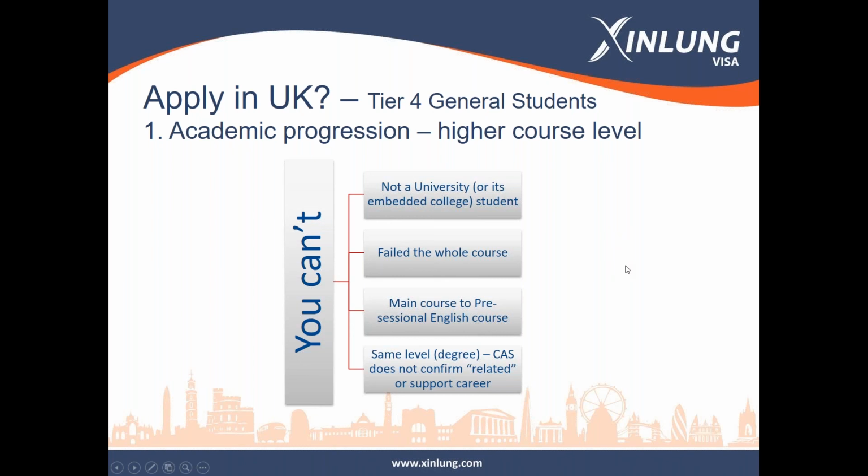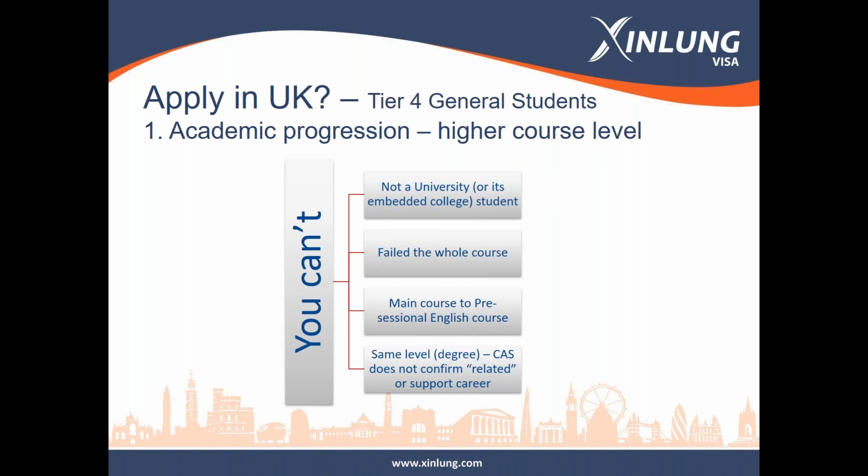So for students who are repeating the same degree level course in the UK, who want to do two undergraduate degrees or two master's degrees, in most cases, they are not allowed to extend the visa in the UK. However, only when the CAS confirms these two courses are related or that these two courses combined together can support your career ambition. If the CAS says that, the Home Office says you're allowed to extend your visa in the UK. So what's the big deal about this?